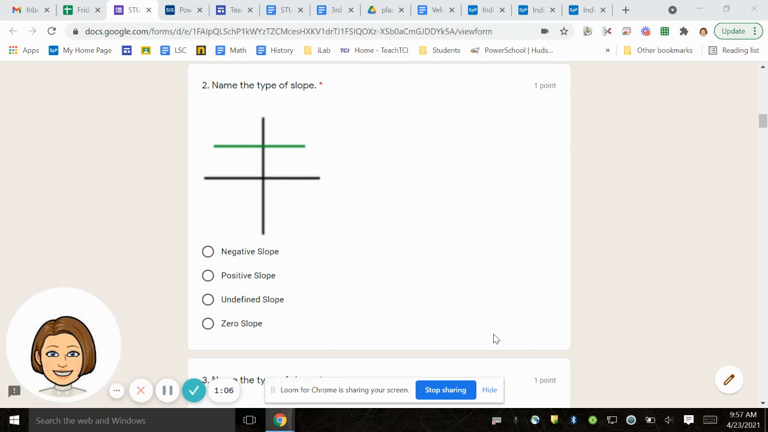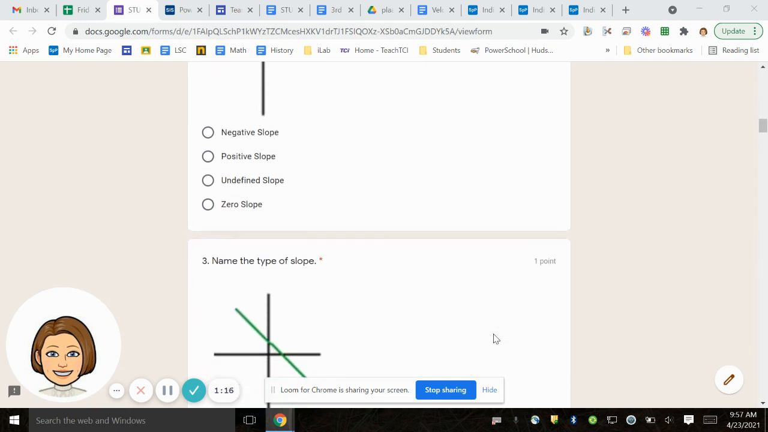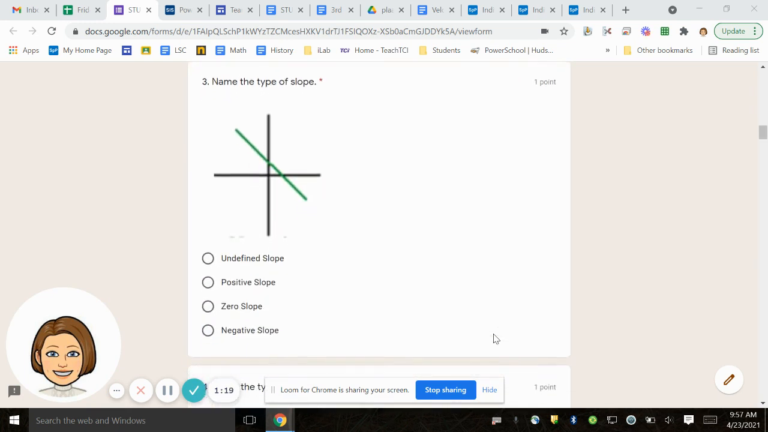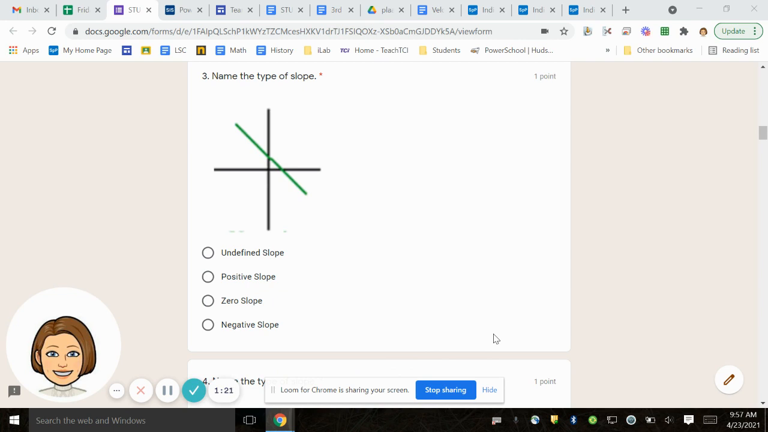Number 2, name the type of slope. Negative slope, positive slope, undefined slope, zero slope. Number 3, name the type of slope. Undefined slope, positive slope, zero slope, negative slope.